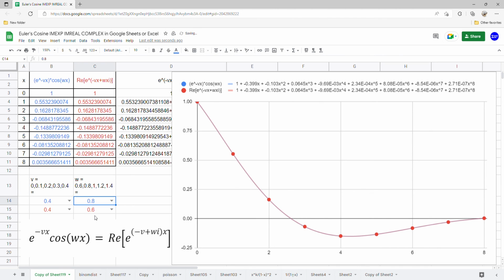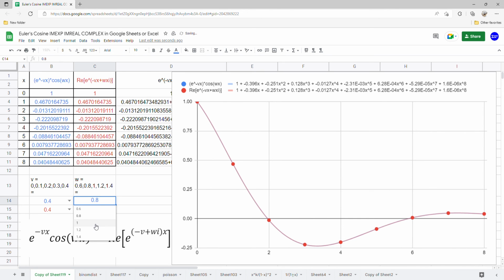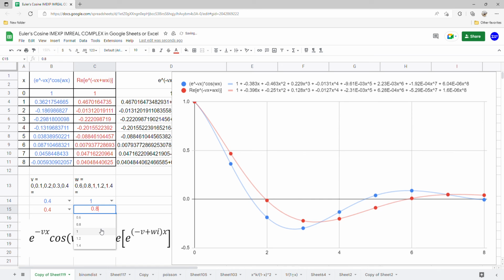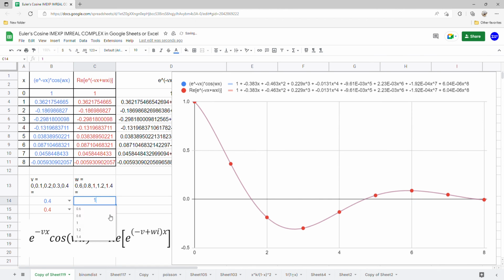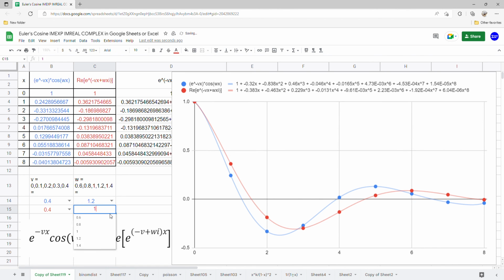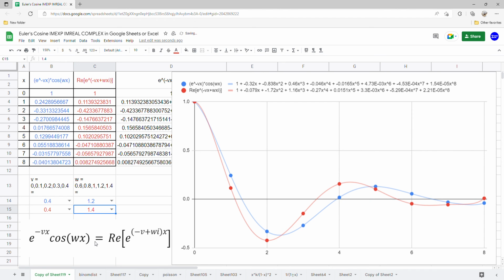Increase this to 0.8. We also increase this to 0.8. Increase this to 1. We increase this to 1. Increase this to 1.2. Also increase this to 1.2. Increase to 1.4. And this is also 1.4. So this completes the use of IMEXP, IMREAL complex functions to generate the Euler's cosine for its decaying cosine function.